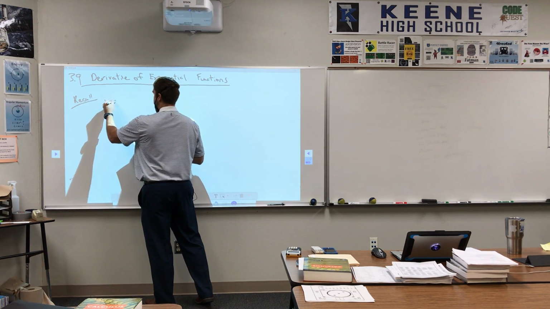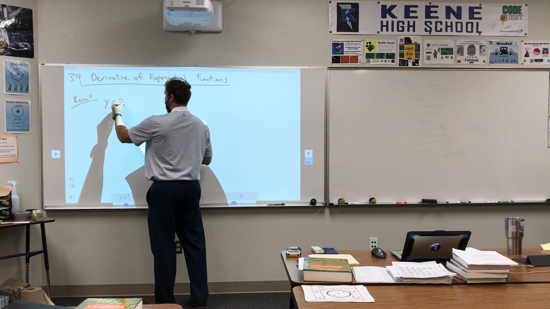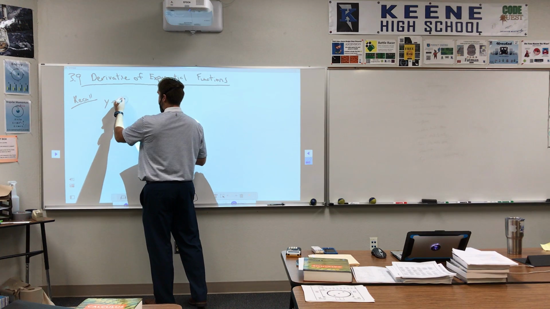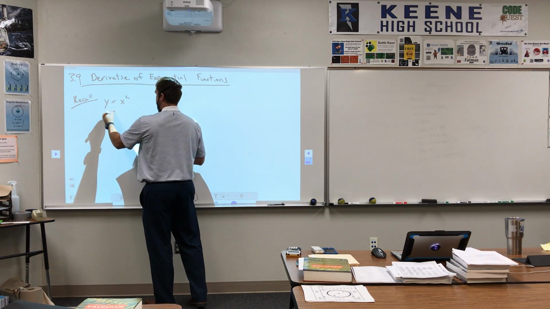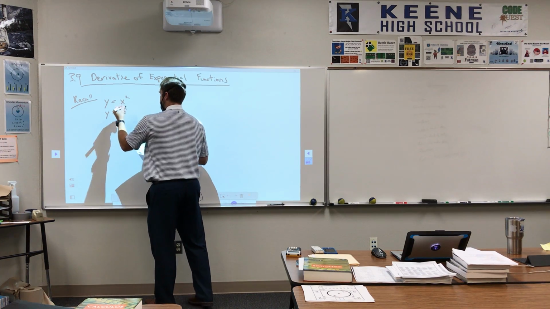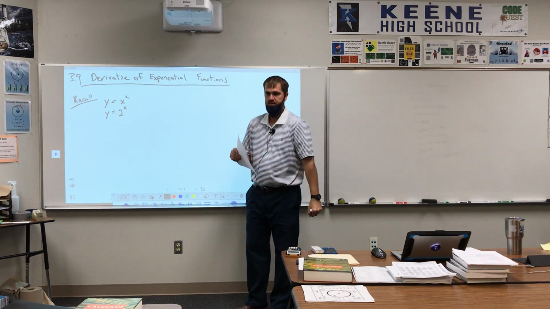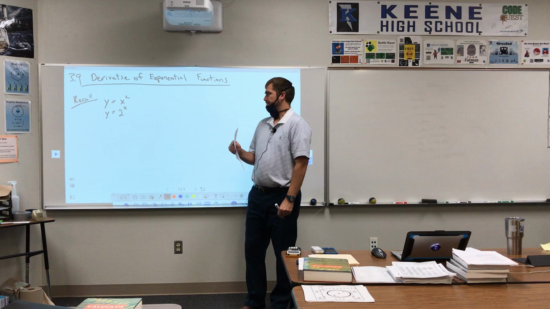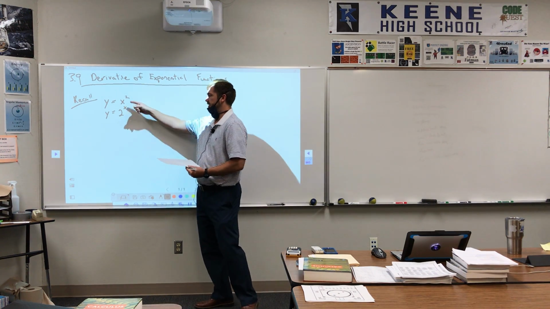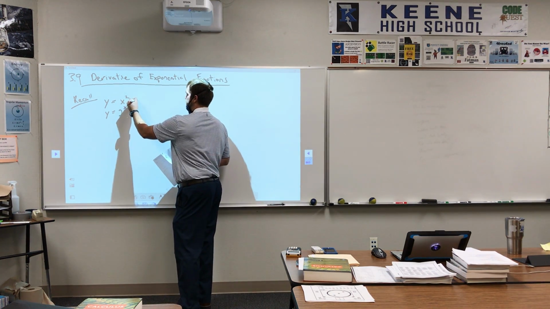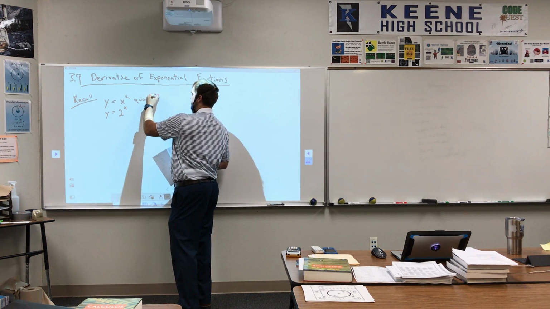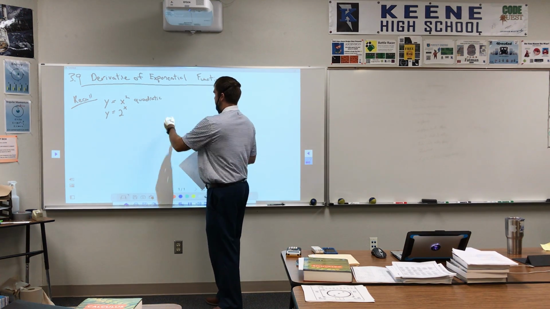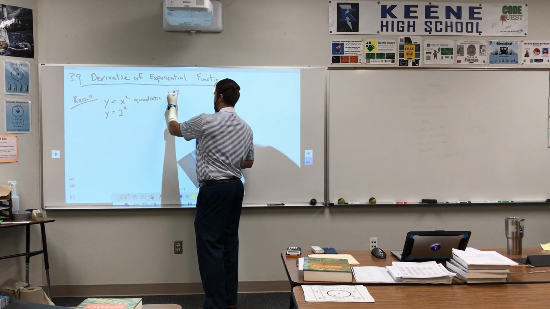So there is a difference between y equals x squared and y equals 2 to the x. This first one is called a quadratic equation or a quadratic function. And if you were to graph it, it looks like a parabola.